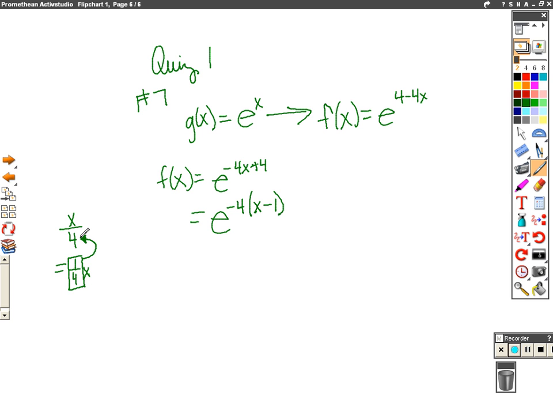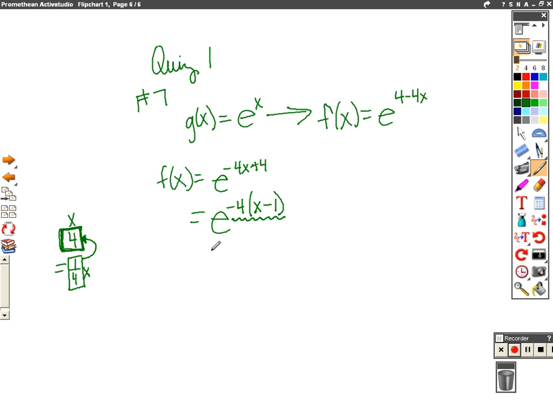The value, whether or not it's a horizontal stretch or shrink, really is determined by this 4 here. But when we look at it in equations, we're not going to see it as a 4. We're going to see it factored out as a 1/4. So anything that's related or close to the x here is always going to do horizontal things. So let's talk about it.